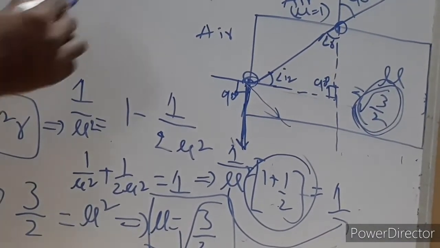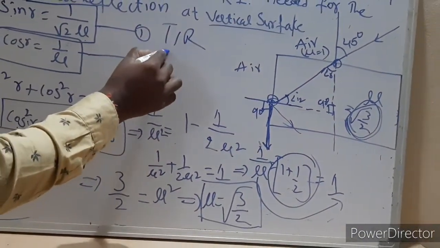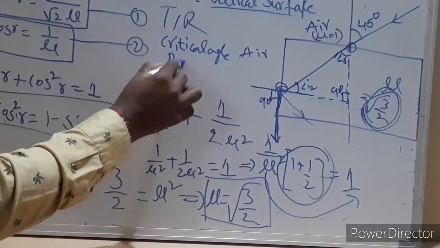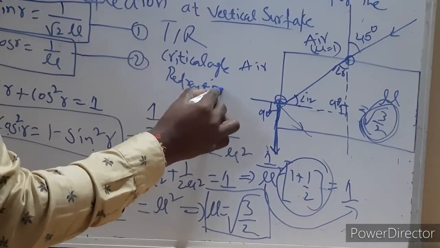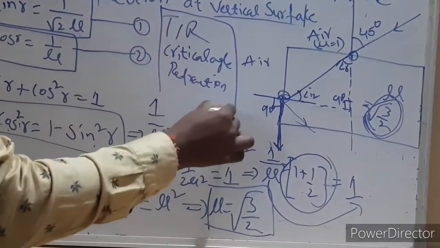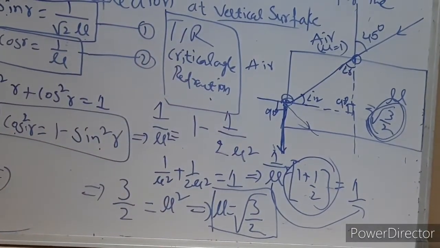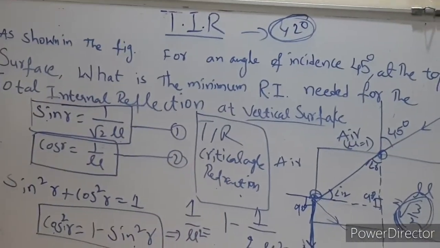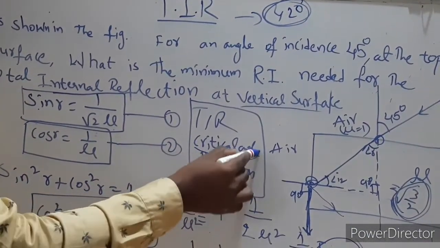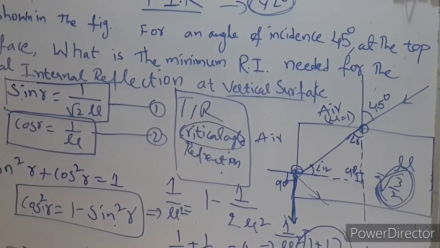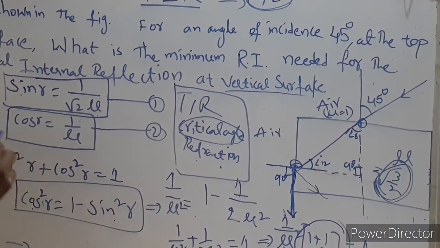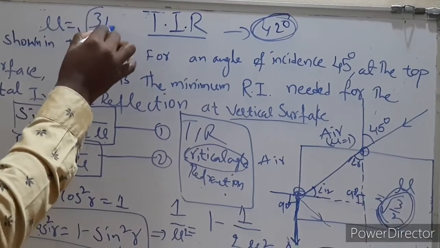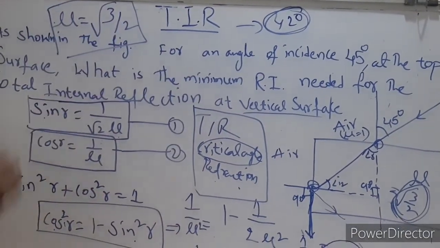That's what TIR, critical angle, as well as refraction are. If we know these three concepts, then this problem is clear for us. TIR is total internal reflection, this is the critical angle, and refraction of light. The critical angle always depends on the pair of media, on the interface. So this is our answer, that is mu equal to under root of 3 by 2, the way we get it.